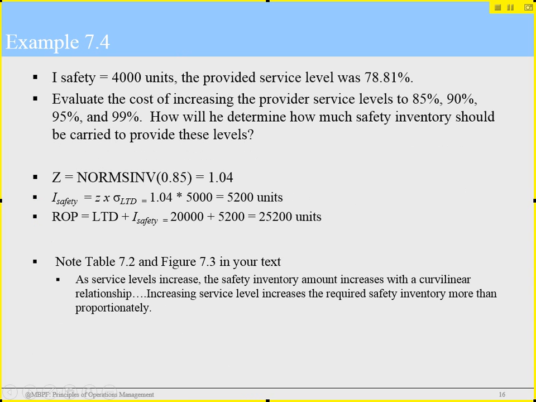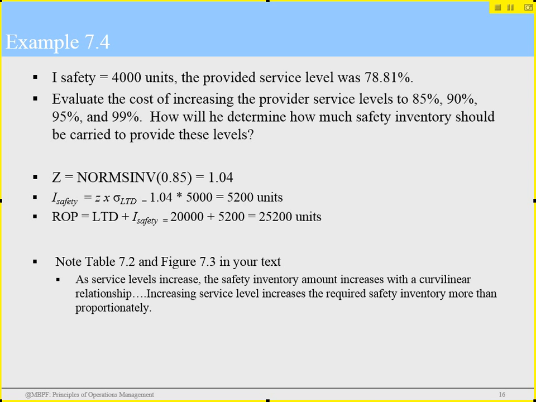Example 7.4 from our textbook says that our safety stock is 4,000 units, and this builds on our previous example. Our provided service level was 78.81%. What if we wanted to increase the service levels to 85%, 90%, and 95%? How do we determine how much safety inventory should be carried to provide these levels? I opted to use the NORMS INV to get the z-score because I'm more familiar with safety stock being the z-score times the standard deviation. That's the way I've calculated safety stock for quite some time. This book is the first time I've seen the NORM approach where you input all 3.